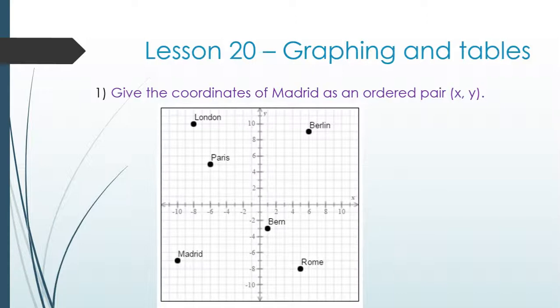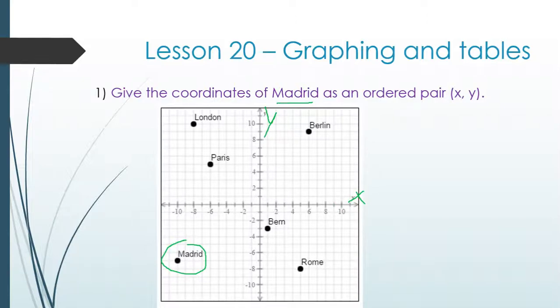Okay, so lesson 20. That was it for lesson 19, which is all about functions and relations. Lesson 20 gives you the x and y coordinates. It says, give the x and y coordinates of Madrid. They're going to ask you for a different one, but we're looking for Madrid. So we're just looking at where the x and y are. Now remember, this is the x-axis, and this is the y-axis as they have it labeled.